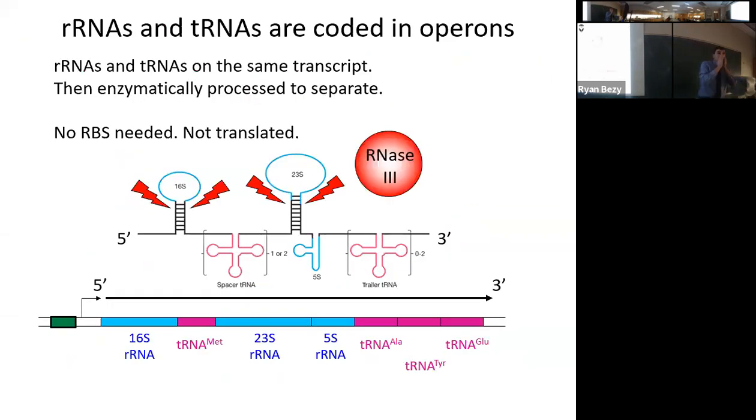By the way, ribosomal RNAs and tRNAs are also coded in operons. You see the 16S rRNA gene segment, tRNA for methionine, 23S rRNA, 5S rRNA, tRNA for alanine, tRNA for tyrosine, tRNA for glutamic acid. Again, this is one promoter expressed into a messenger RNA, and they're all on the same messenger RNA. What's the problem with that?